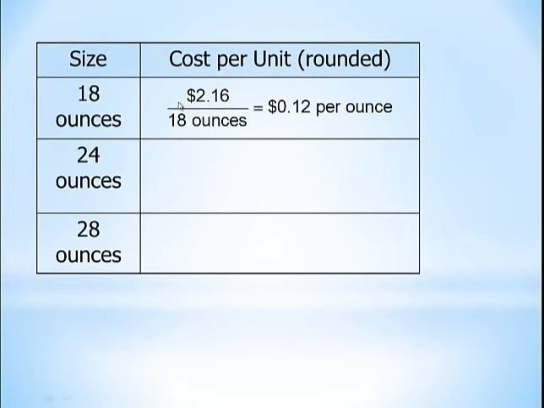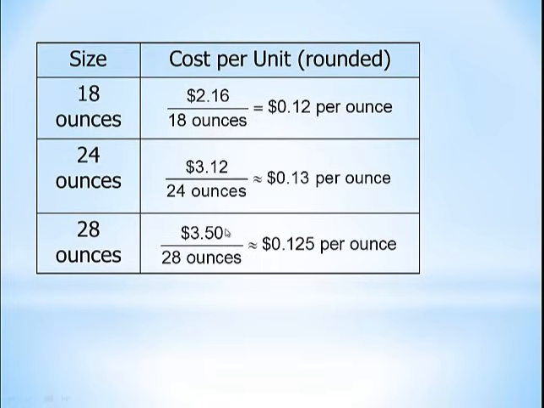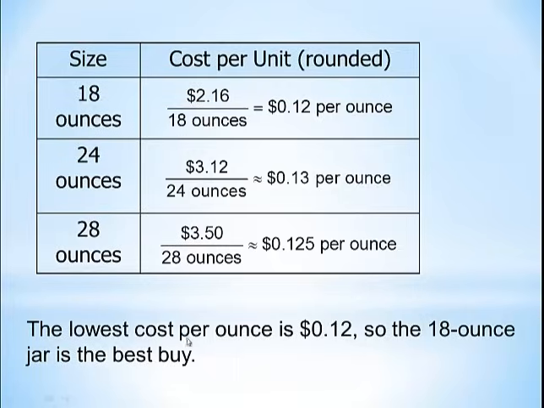Okay, so on the 18 ounces, if you did 216 divided by 18, you would have gotten 12 cents per ounce. On the 24, you would have done 312 divided by 24 and gotten 13 cents per ounce. And on the 28 ounces, you would have done 350 divided by 28 and gotten 0.125. So of these three, which is the better price? The 18 ounce size. So the 18 ounce one is the better buy.